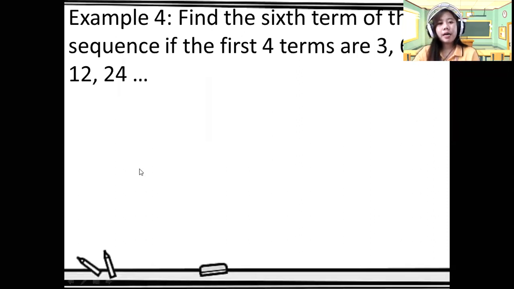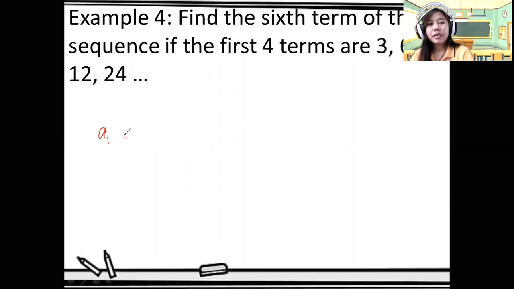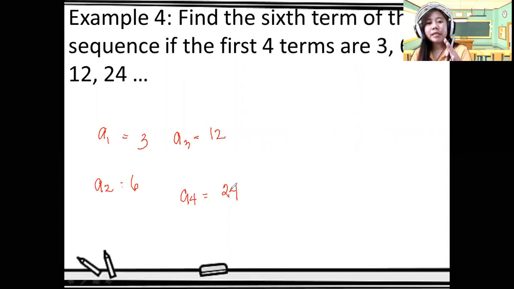Sobrang dali lang nito, class. Okay? Ayan, so a sub 1 is equal to 3, a sub 2 is equal to 6, a sub 3 is equal to 12, a sub 4 is equal to 24. Okay, so ano po yung hinahanap natin? Sixth term. Ang meron lang po tayo ay fourth term.